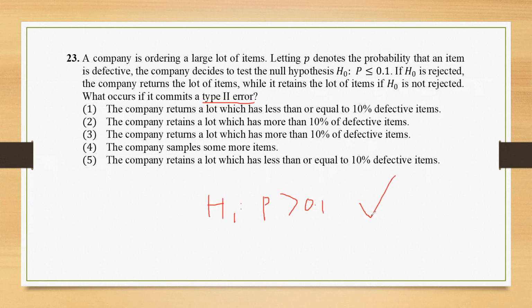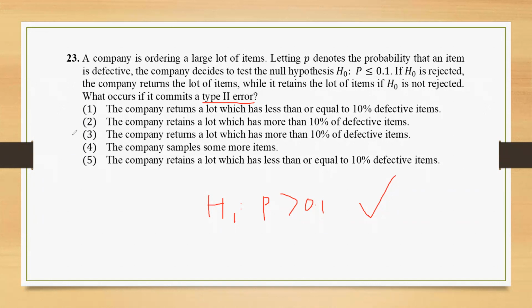What do we do at that time? We accept H naught. Then we retain the lot, right? That means we accept. So the company retains a lot which has more than 10% of defective items. So it is easy, right?